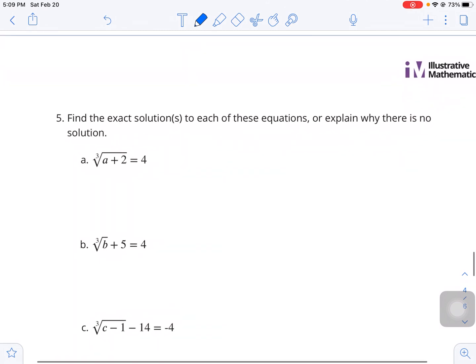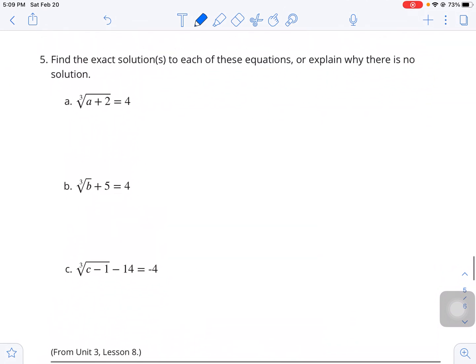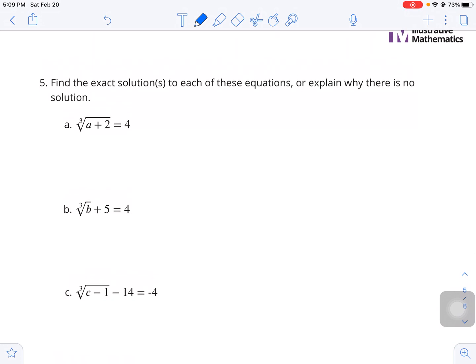Number 5, these are from the previous week, lesson 8. So we're going to find the exact solutions to each of these equations or explain why there is no solution. So if I cube both sides here to get rid of that radical in letter A, I'm going to end up with a plus 2 on the left equals 64. And then I'm going to subtract 2 from both sides, and I'm going to get a is equal to 62. And so just one solution there. A is equal to 62.